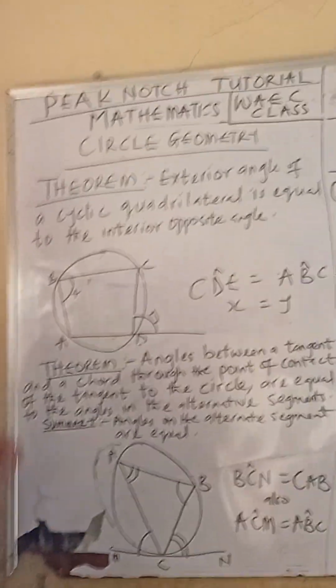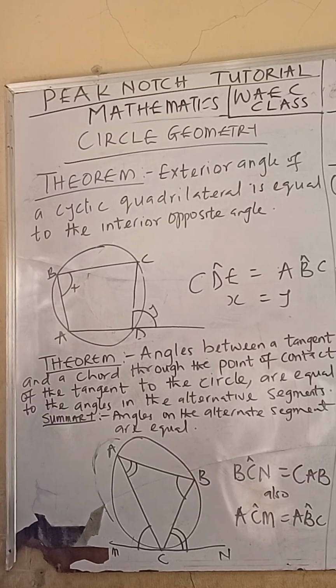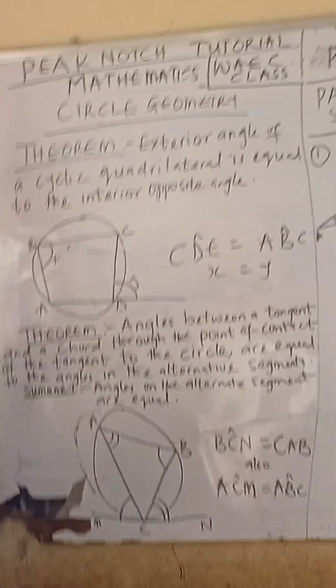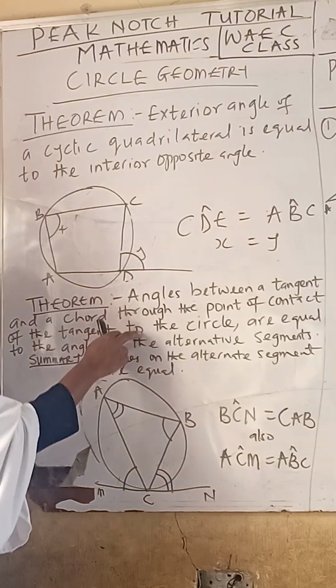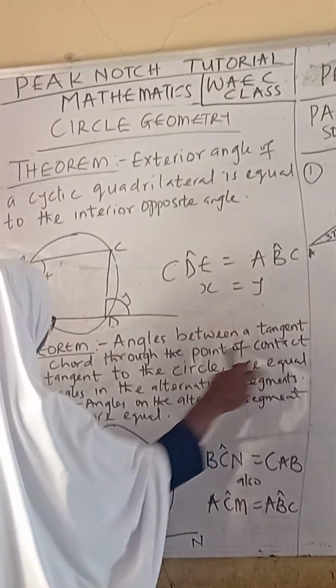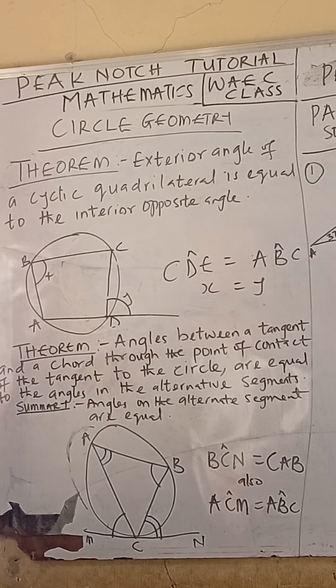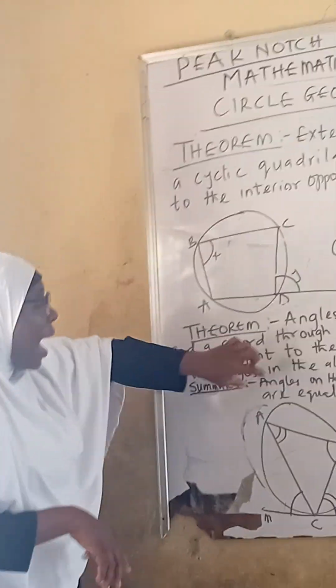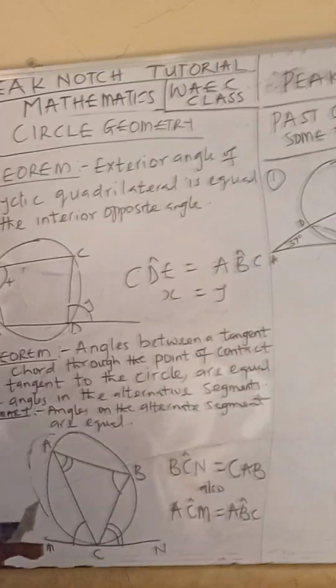The other theorem we want to talk about today is: the angles between a tangent and a chord through the point of contact of the tangent to the circle are equal to the angles in the alternate segments. I know some of you don't like this. Oh, it's too long. Yes, the summary of this theorem is: angles in the alternate segments are equal. What am I talking about?